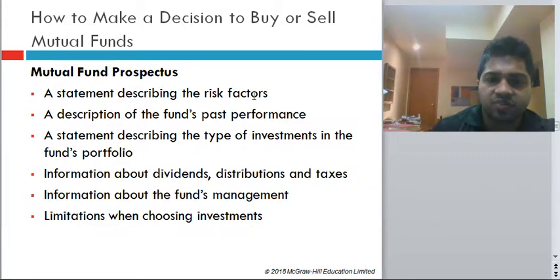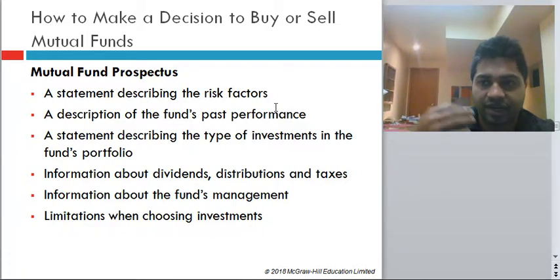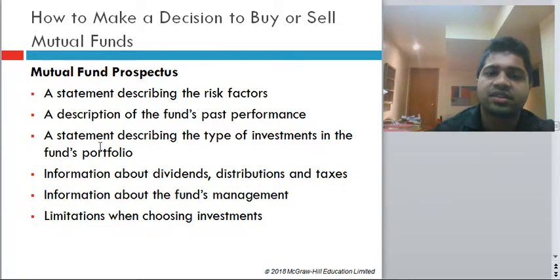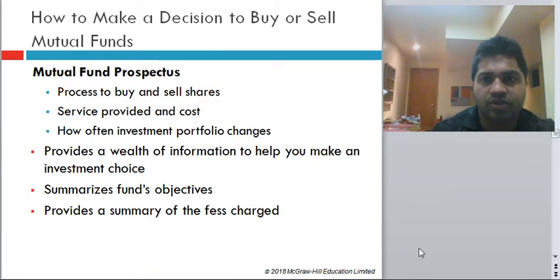A mutual fund prospectus is a statement that describes the different risk factors. Whenever you buy a mutual fund, you get a prospectus. It describes the risk factors, a description of the fund's past performance, a statement describing the type of investments, information about dividend distribution and taxes, information about fund management, and limitations that they follow when choosing investments.